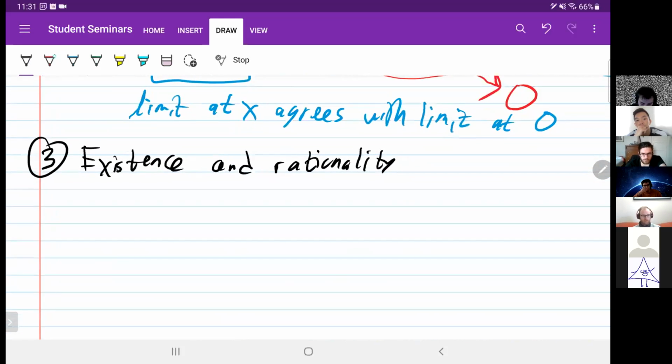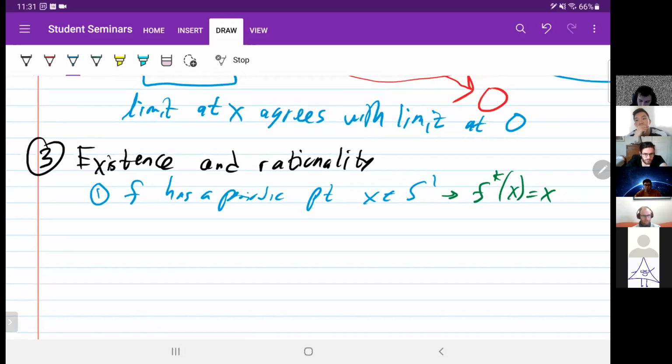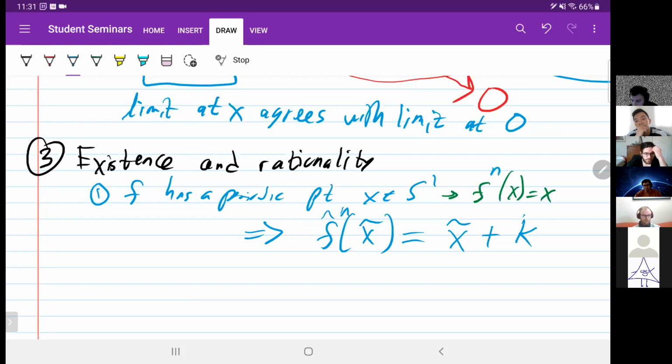So let's suppose we have one. f has a periodic point x in S^1. So that means that f^n of x is equal to x. So now if I pass to the lift, that means that f hat^n applied to the lifted point corresponding to x is going to be equal to x as well, possibly up to adding some integer k.